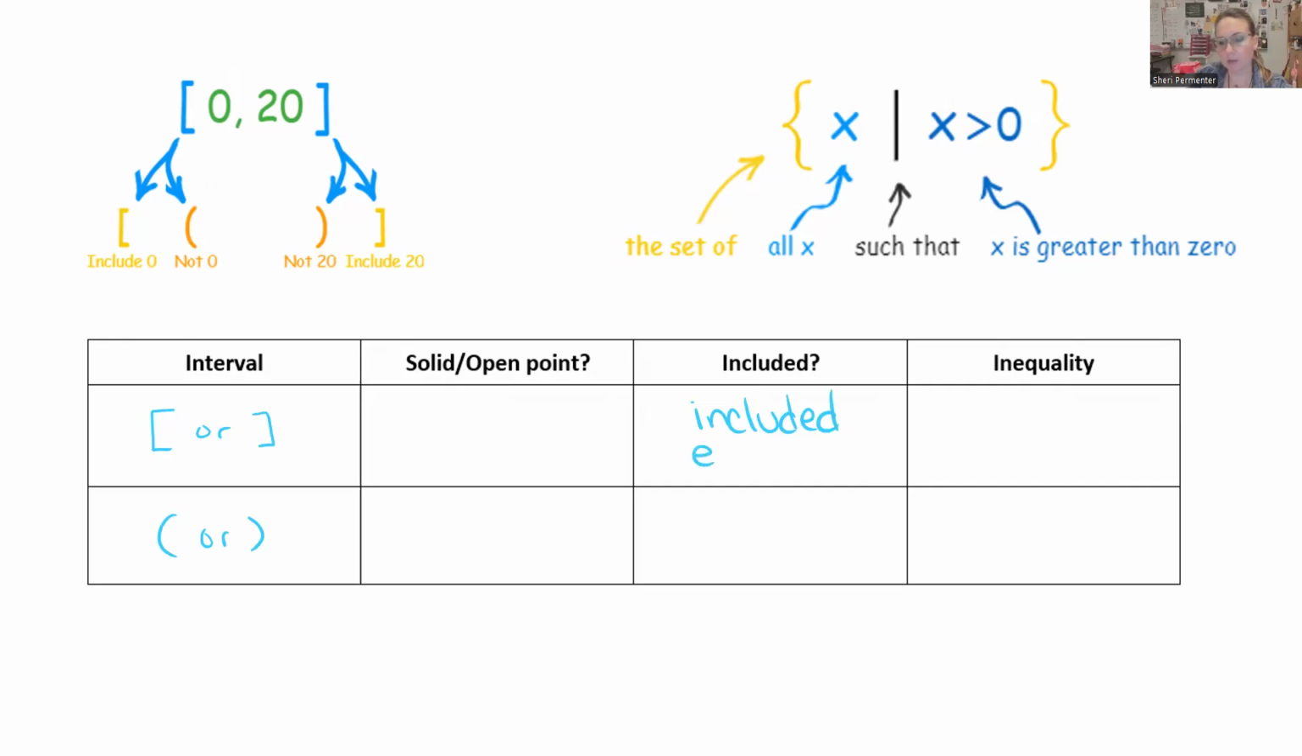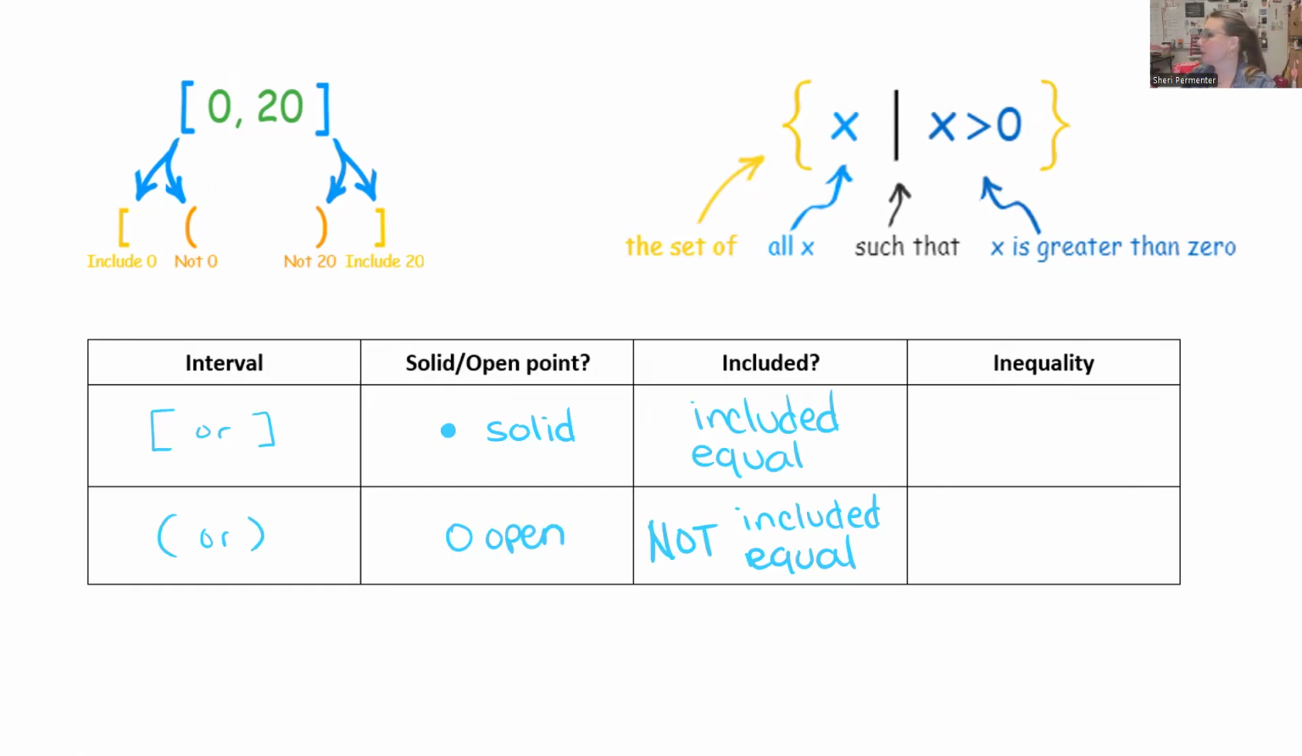It also means that it's equal to. Included and equal, it means the same thing. So that means that with parentheses, you're not included. You're not equal. Not included. For included, when we have brackets, would that make a solid point or an open point? Solid. So we're going to have a solid point. And what about this one? Open.